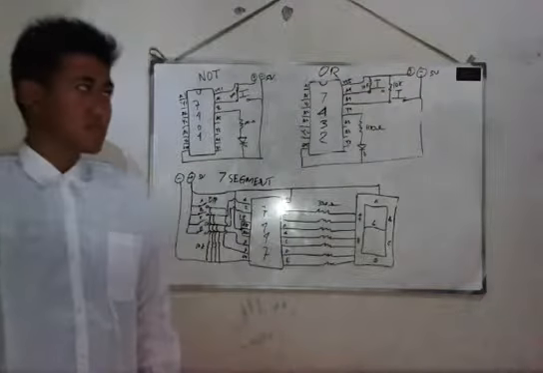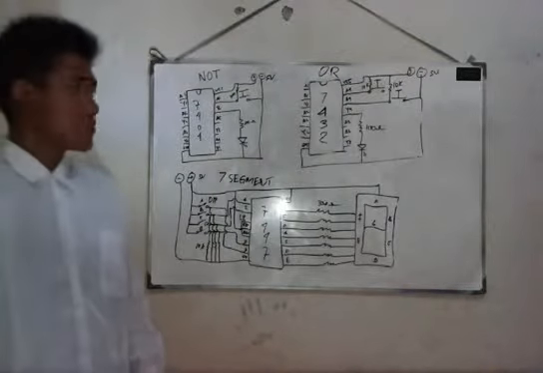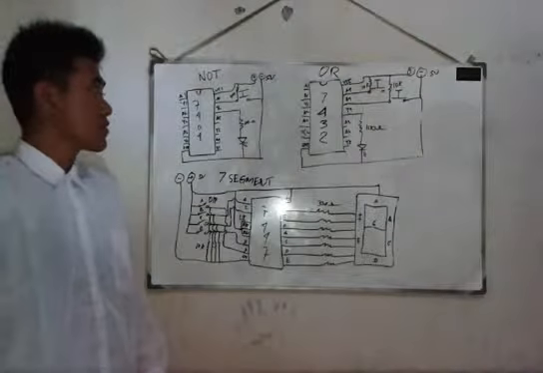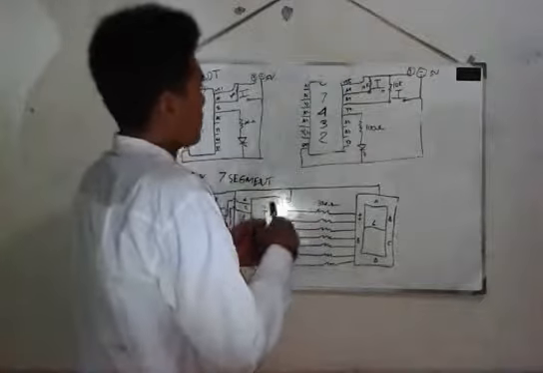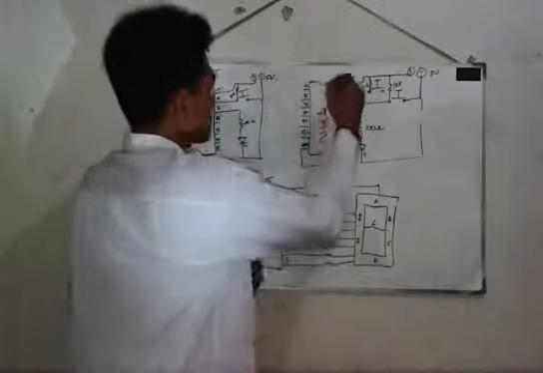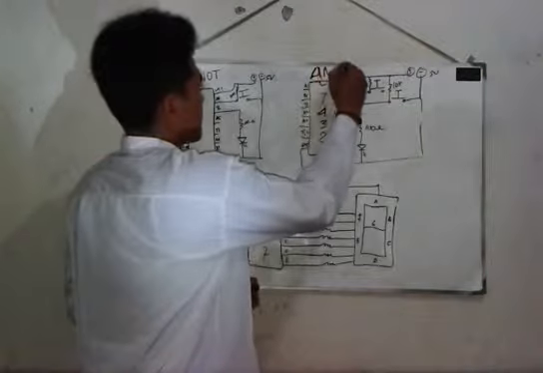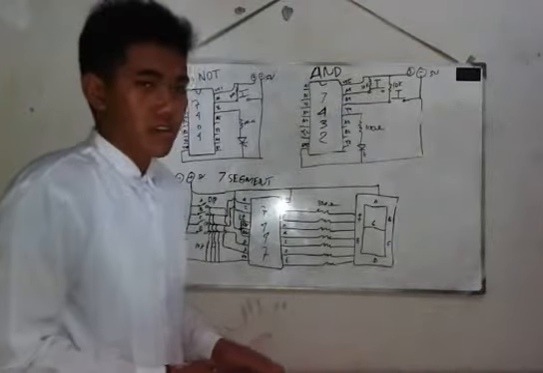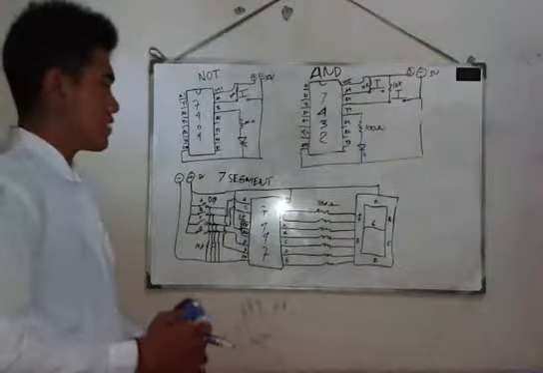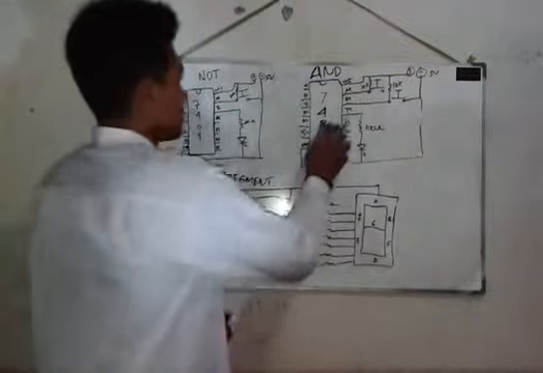I'm going to tell you about kinds of circuits. First, the NOT gate, second, the AND gate, third, the OR gate, and then the 7-segment display.